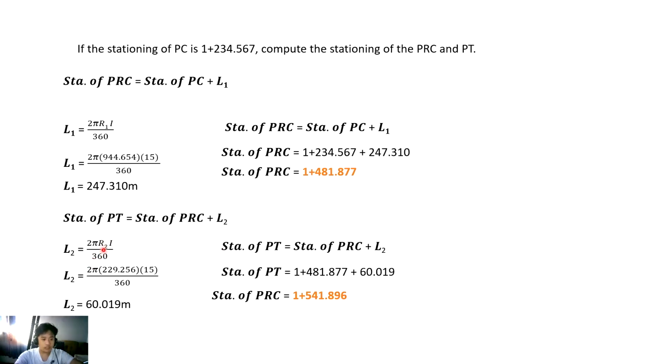So, mayroon naman na tayong R. So, substitute lang natin. So, 2 pi times 229.256 times 15 over 360. So, ang L2 natin ay 60.019.